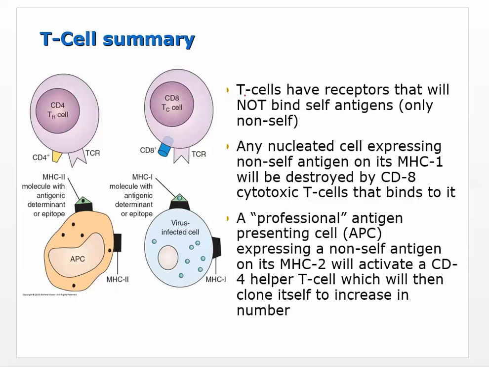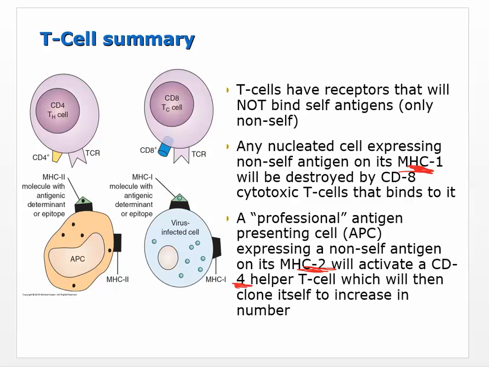Okay, so T cell summary. T cells have receptors that will not bind to self antigens, only non-self. Any nucleated cell expressing a non-self antigen on its MHC1, which is all nucleated cells express MHC1 and they're constantly sampling their internal contents, will be destroyed by a CD8 cytotoxic T cell that binds to it. A professional antigen presenting cell, macrophages and dendritic cells, expressing a non-self antigen on its MHC2 will activate a CD4 helper T cell, which will then clone itself to increase in number.